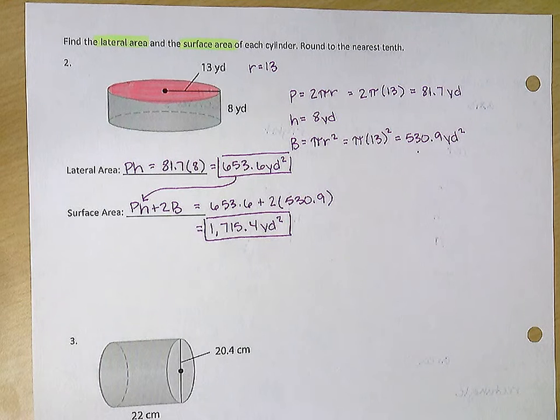Okay, questions on problem number 2? So again, just go through each step, find R, then find P, H, and B using each of those formulas, and then you can just plug them in. All right, I want you guys to do number 3. Locate your base, and then find the surface area and the lateral area.